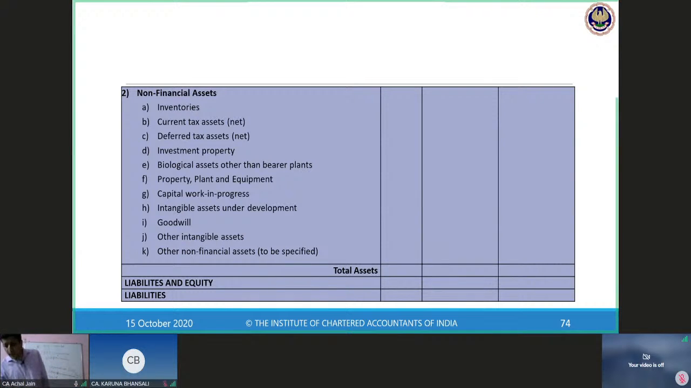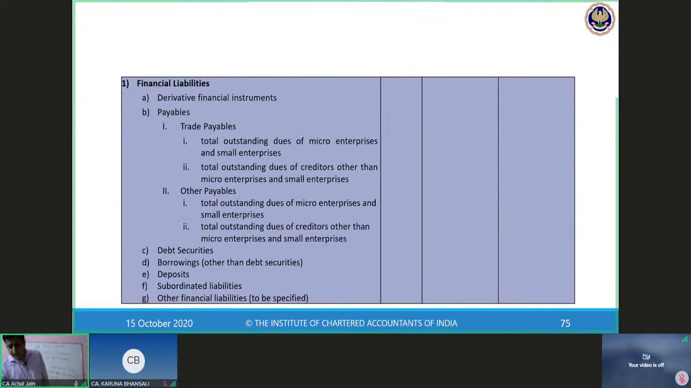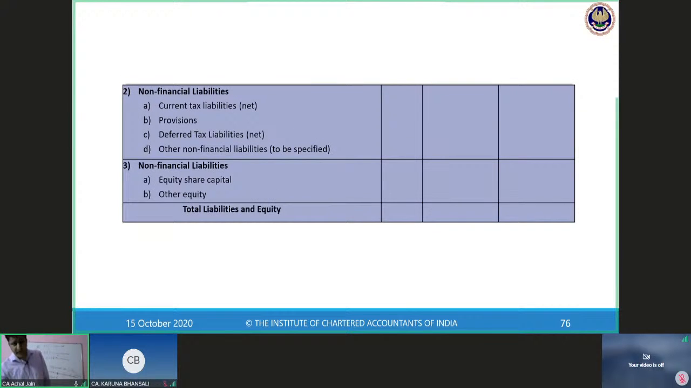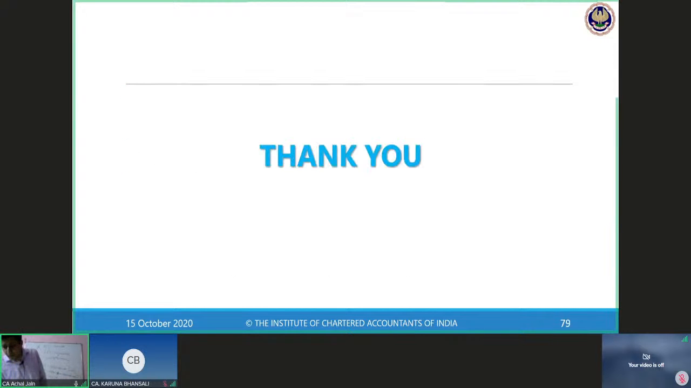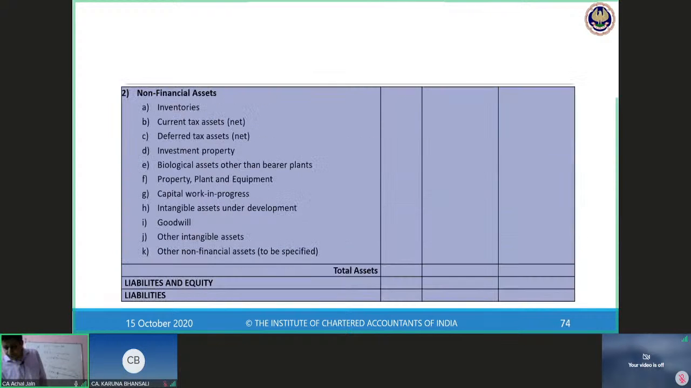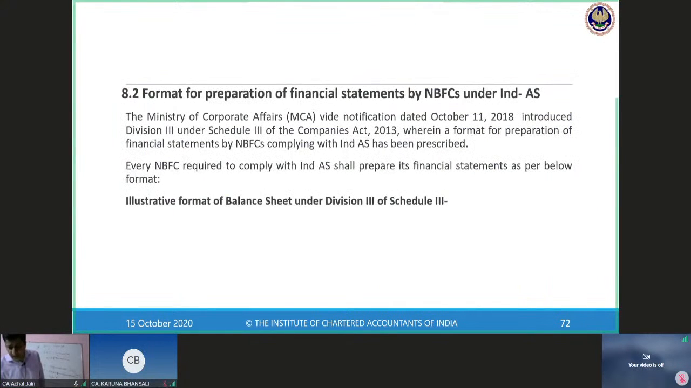Then it will talk about the liabilities, trade payables, which is again broken into financial and non-financial, the way Ind AS requires. And if you look at the P&L of the NBFC, it will largely comprise the financial income, which is in the form of interest income.